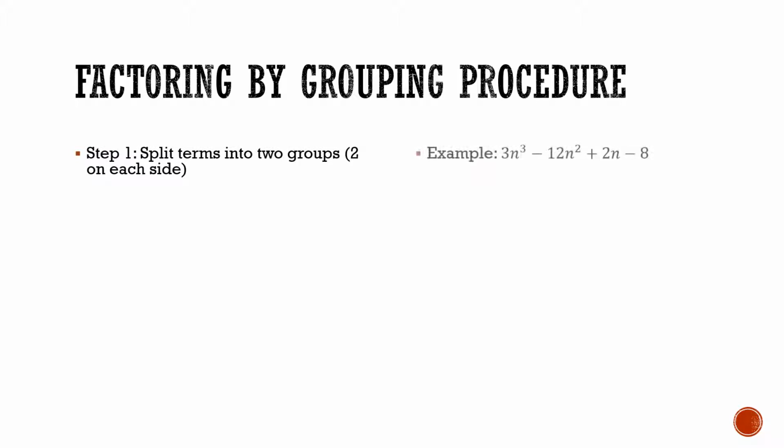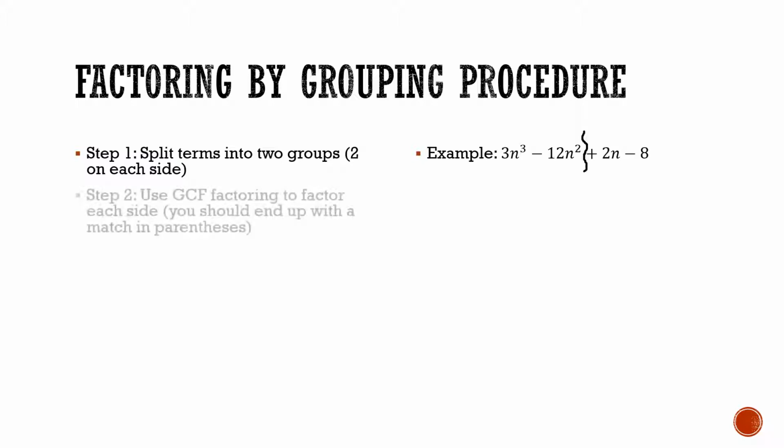So step 1 is to split the terms into 2 groups. Hopefully if it's 4 terms, you can have 2 on each side like I have in my example here. So I'm going to draw this imaginary line right in the middle so that I've split it into 2 different groups of terms. Step 2 is to use GCF factoring to factor each side of my line.